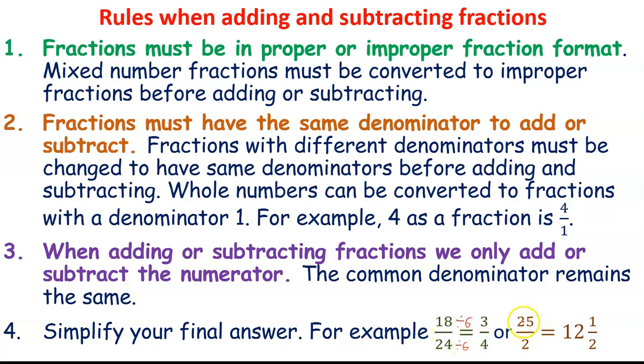Also, I might have an improper fraction. My final answer needs to be changed so that it's a mixed number. For 25 over 2, I know that 2 times 12 is 24, so I've got 12, but I've got one remainder, and it's over 2, which is the original denominator. So 25 over 2 is the same as 12 and a half. These notes should already be in your books, so I'm going to move on.